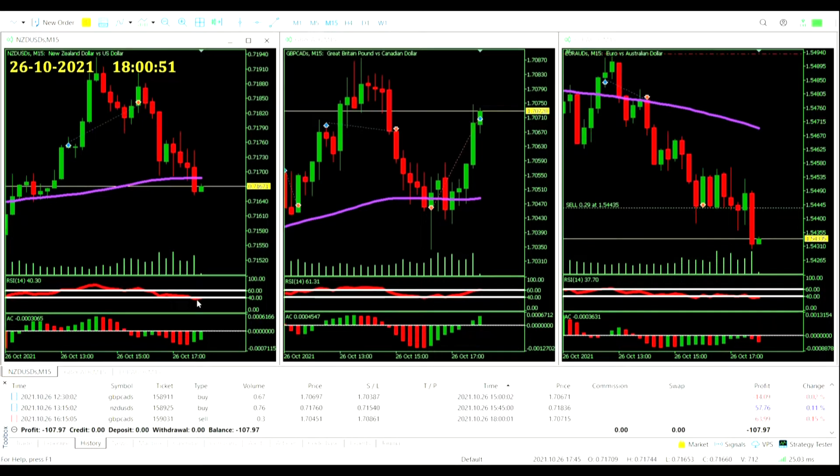Now we have just got a sell signal as well on the New Zealand dollar US dollar pairing, but it's getting a bit into the evening now. At 6 o'clock, just gone is the time. So we are going to ignore that signal.